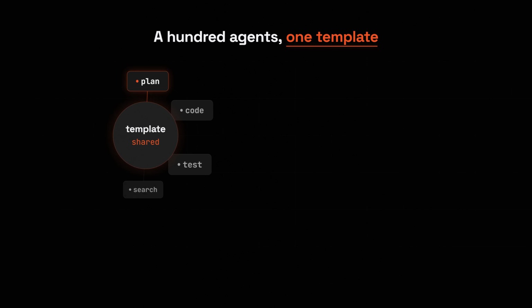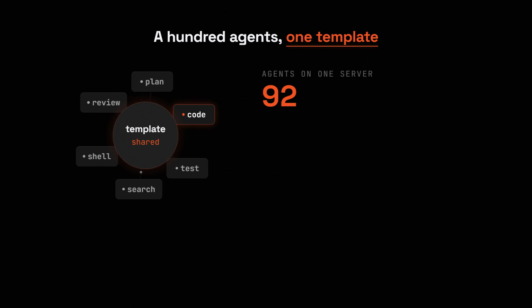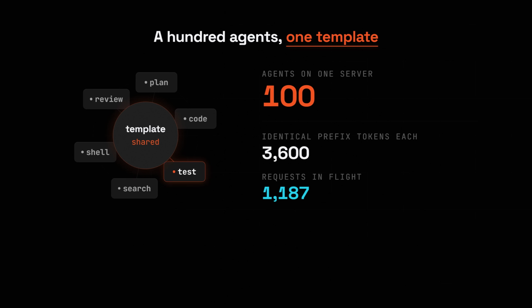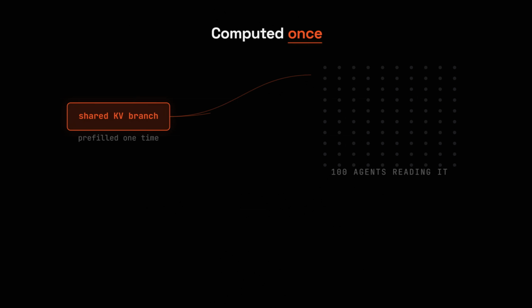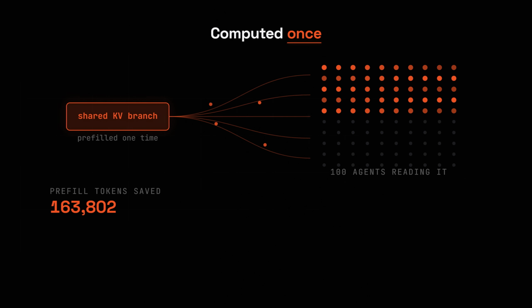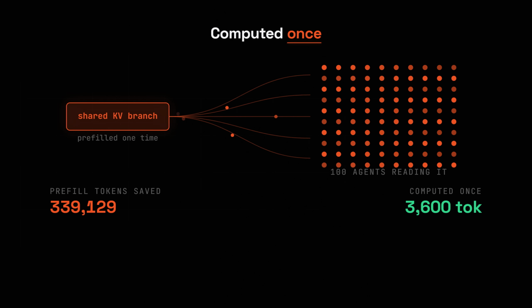Picture a swarm of 100 agents on one server. They all carry the same template and the same tools, thousands of identical prefix tokens each. Under RadixAttention, that shared context is computed a single time and every agent reads from the same cached branch. The more your requests overlap, the more prefill the server gets to throw away.